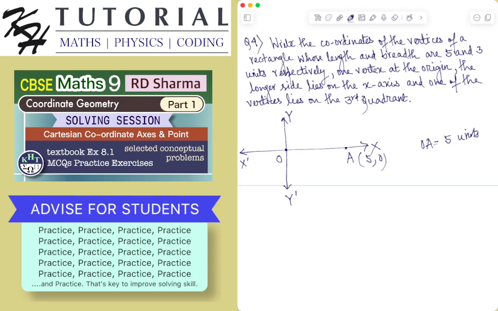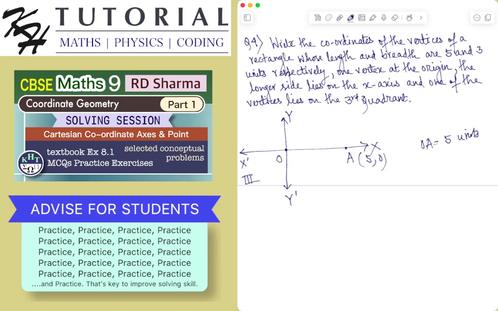The longer side lies on the x-axis, and one of the vertices lies in the third quadrant. Third quadrant means this is the third quadrant. So O is one vertex. Now definitely, if one vertex of the rectangle has to be in the third quadrant, then the rectangle has to be something like this.